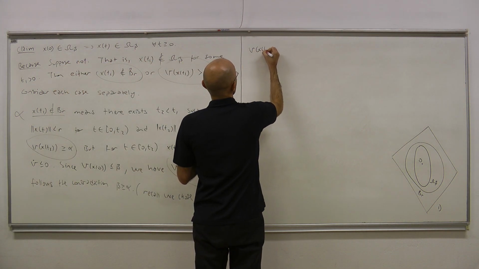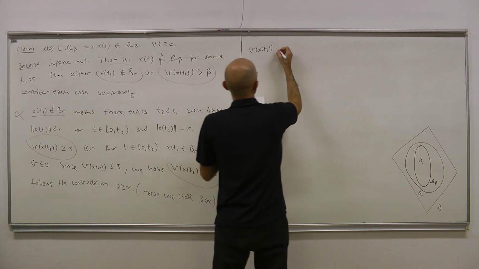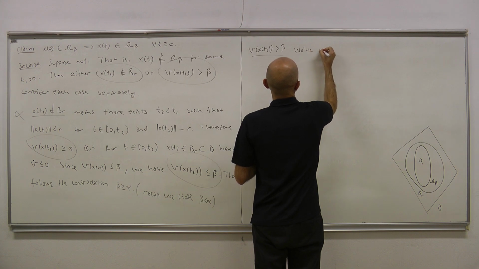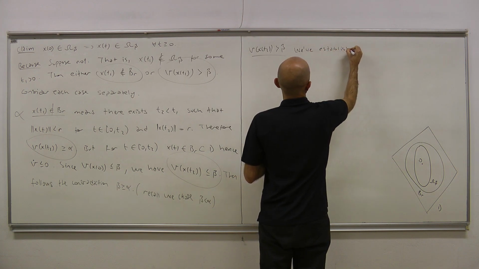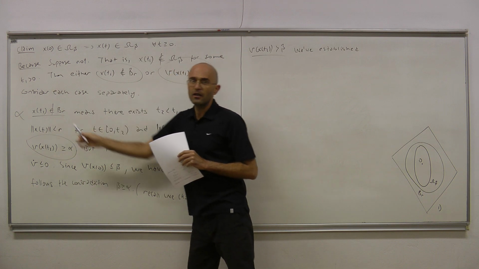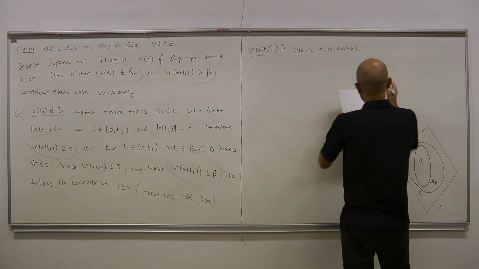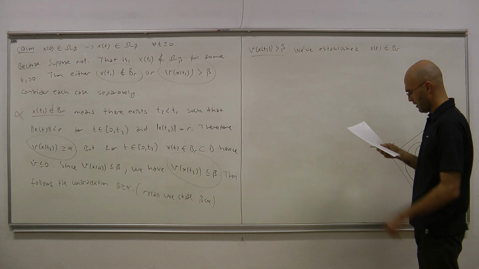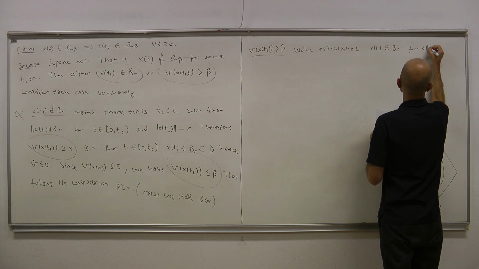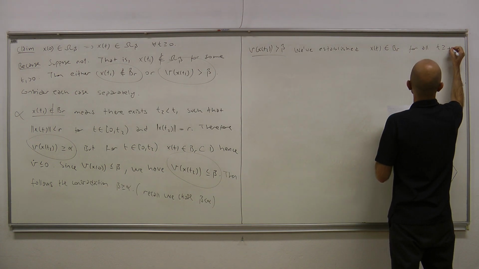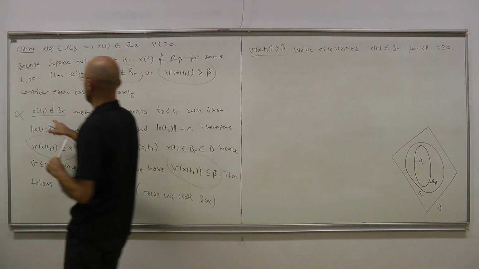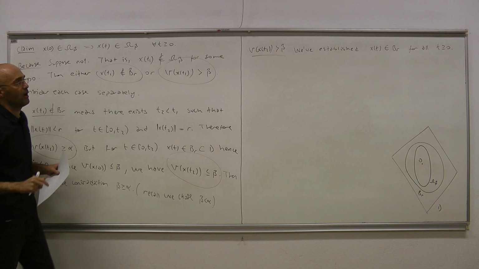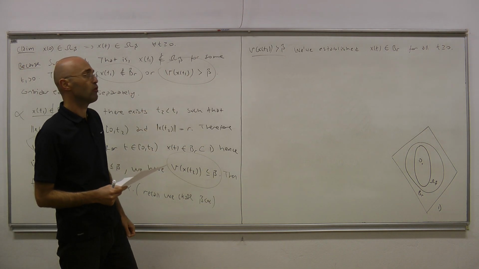V of x of t1 greater than beta. So we've just established here that x of t remains in R for all future time. There does not exist any time t1 where the solution leaves the R. Therefore, the solution must remain in R for all future times.